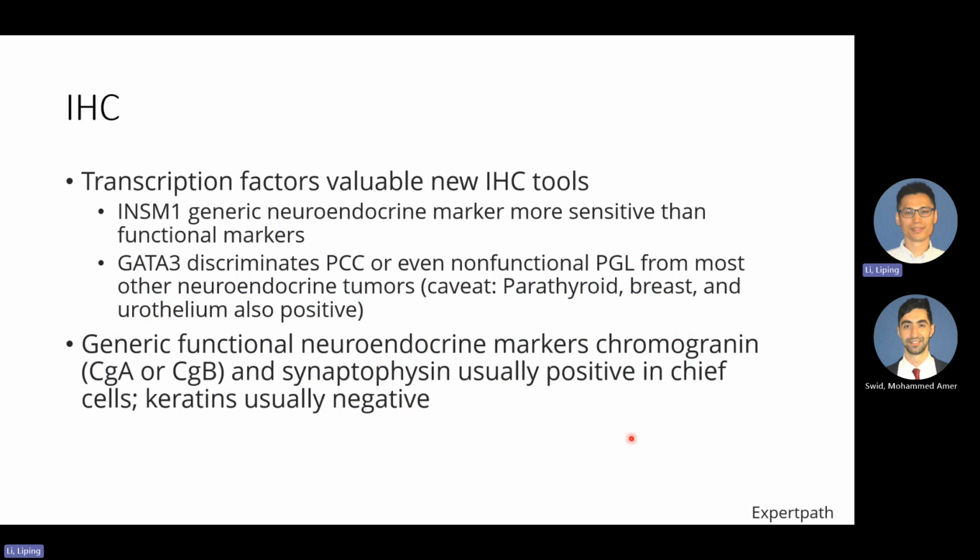And then the IHC markers, we divide into two categories. The older one is our neuroendocrine markers, that is synaptophysin and chromogranin, and the newer one is our transcription factors, including INSM1 and GATA3. So the presentation is about that, and then we can look at some slides.